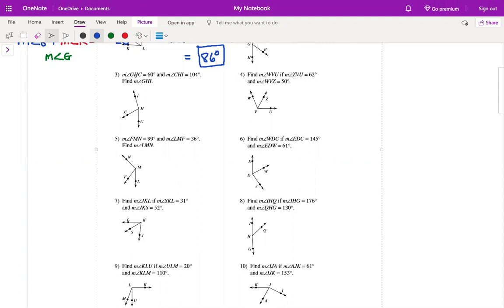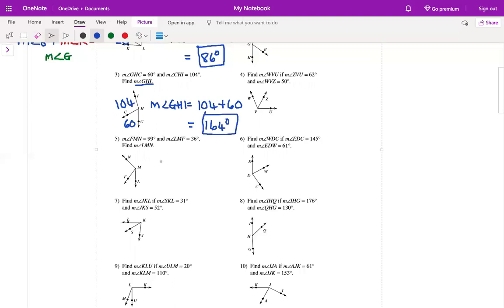The measure of GHC is 60. GHC is 60 degrees. The measure of CHI is 104 degrees. And we have to find the measure of GHI, that's the big one. So we know that the resulting big angle is just the sum of the two smaller ones. So the measure of angle GHI will be 104 plus 60 degrees, which gives us 164 degrees.